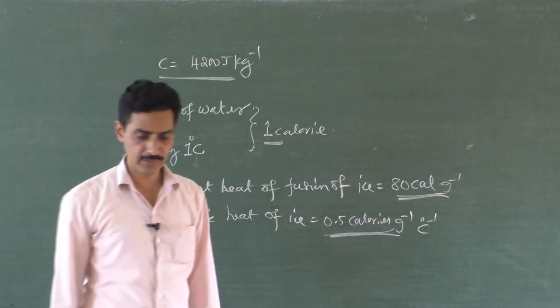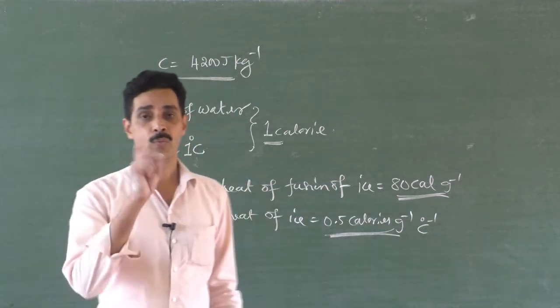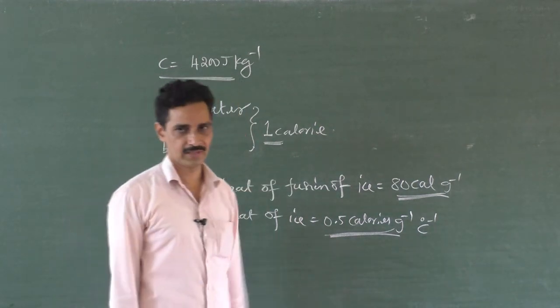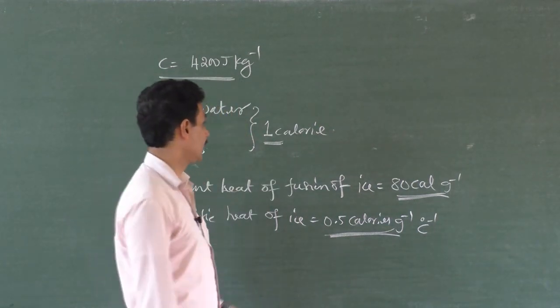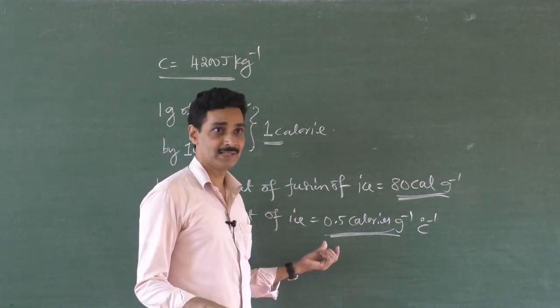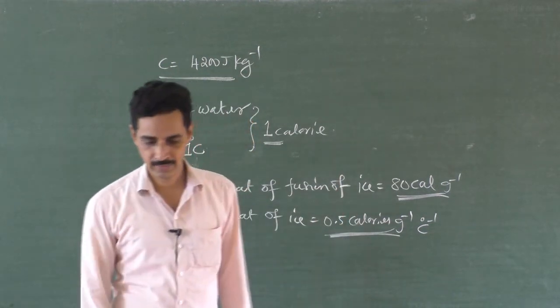What is meant by 0.5 calorie per gram per degree Celsius? If you want to raise the temperature of 1 gram of ice by 1 degree Celsius, you need 0.5 calories of heat energy. The amount of heat energy required to raise the temperature of 1 gram of ice by 1 degree Celsius is 0.5 calorie. That is what is needed.